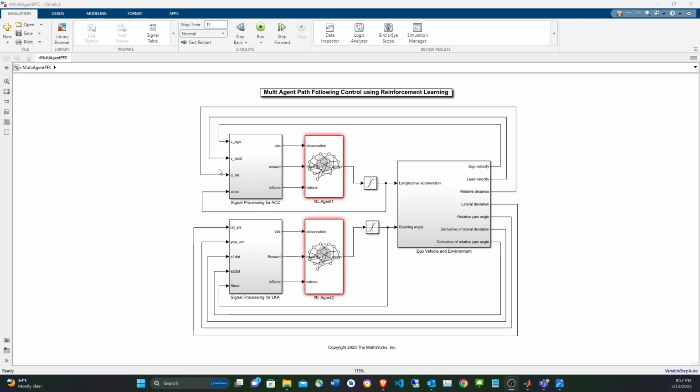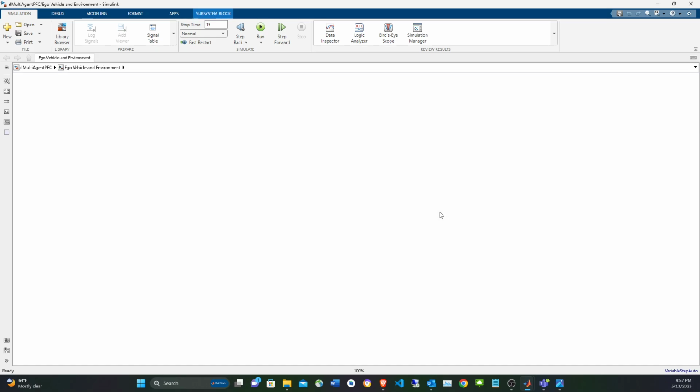So in here, the simulation, the environment is done through Simulink, which is very convenient for reinforcement learning. And the environment consists of these two blocks and the physics part. And also for the environment, you have to indicate which are the agents. Okay, so let's go to the dynamics.